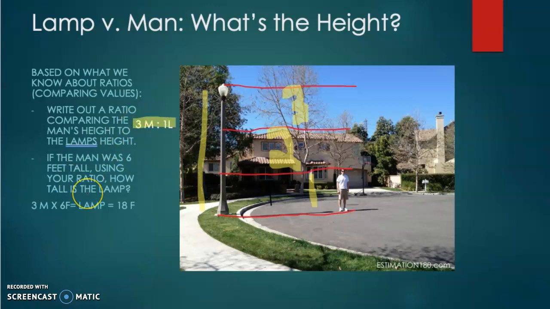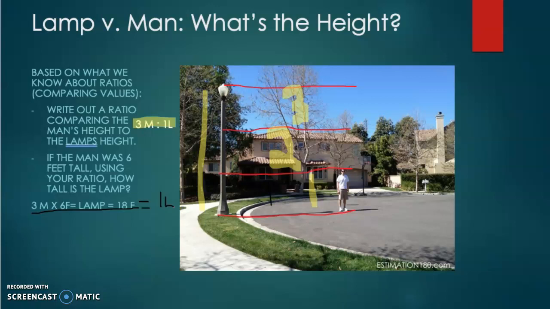Now for the second part of the question: if the height of the man was 6 feet tall, using your ratio, how tall would the lamp be? Already here, we have 3 men, because remember it's 3 to 1, and we already know how tall the man is, which is 6 feet. We have 3 men equals 1 lamp, so 3 times 6, and the 1 lamp will equal 18 feet. That has to do with estimation.